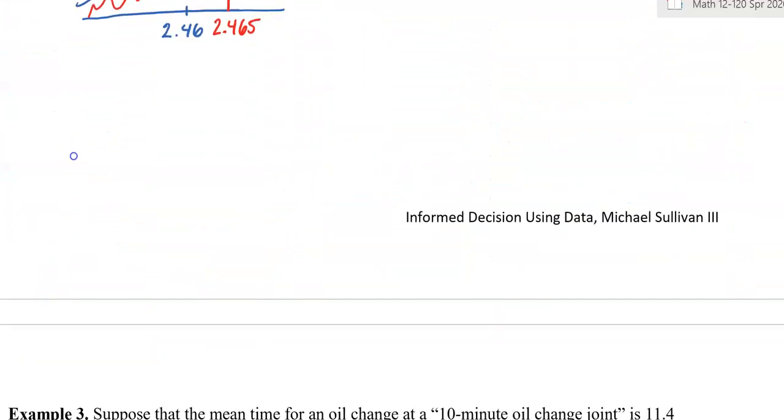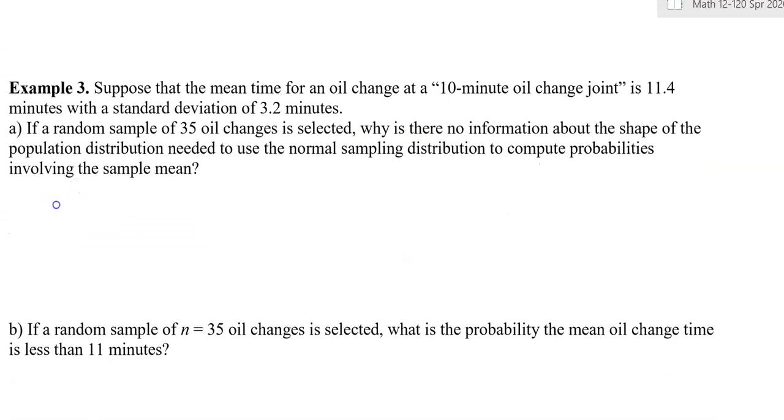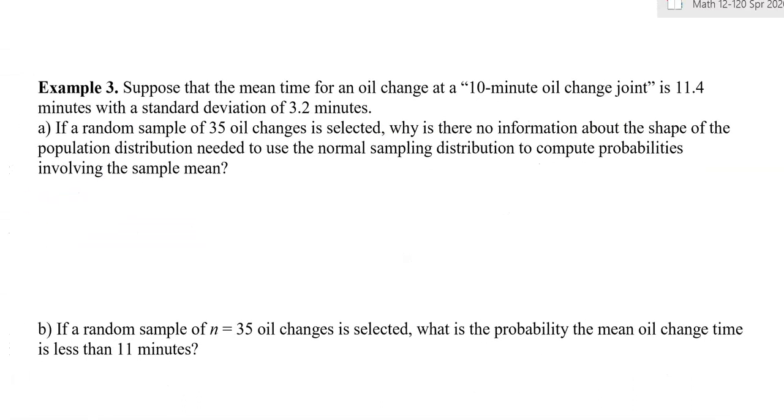Let's look at one more. So suppose that the mean time for an oil change at a 10-minute oil change joint is 11.4 minutes with a standard deviation of 3.2 minutes. So that's the information we have. So this was about the time. So this is going to be our variable. We have a mean of 11.4 with a standard deviation of 3.2. So that's the information that we know.